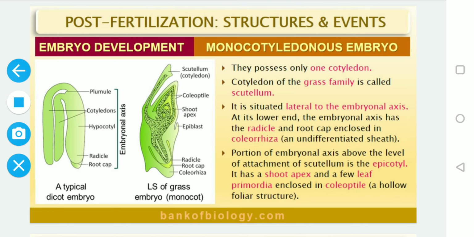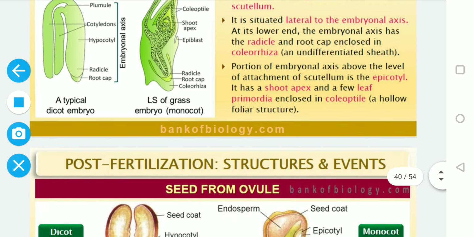So this is about the cotyledons. Got it? 4 marks questions and 5 marks questions also they will ask, the diagram along with the explanation. Okay, so this is about the monocotyledonous embryo.